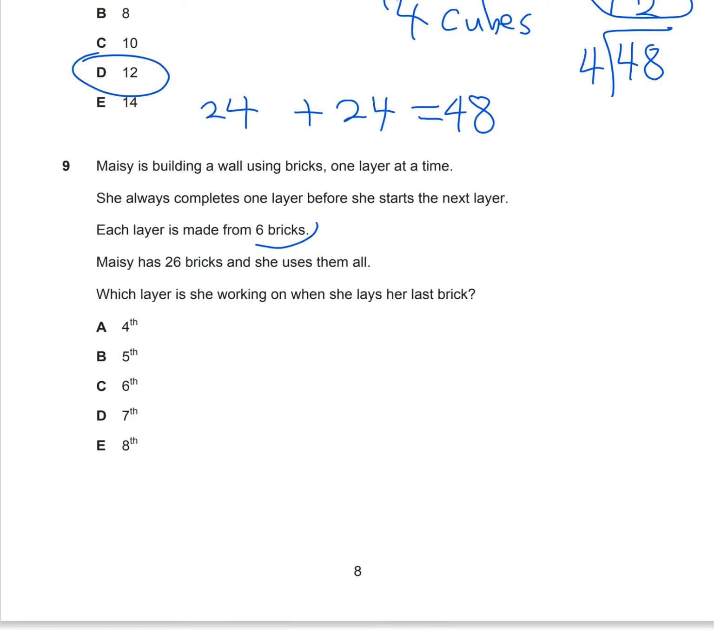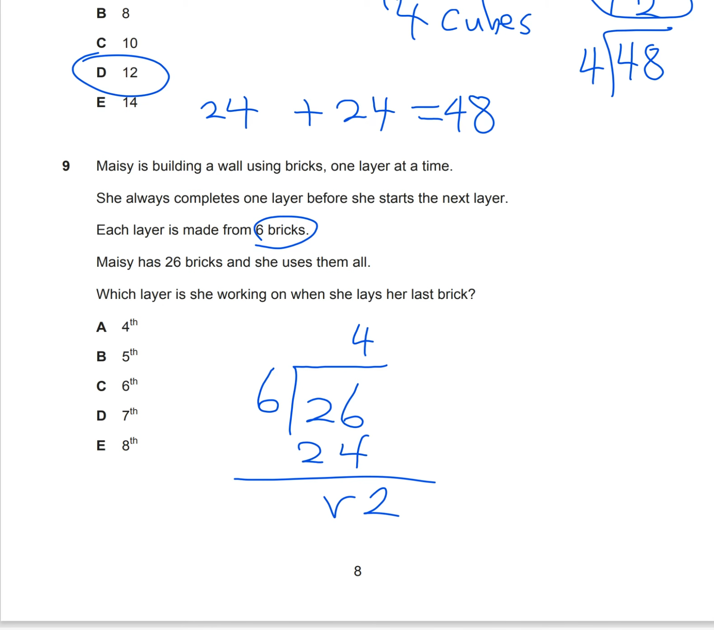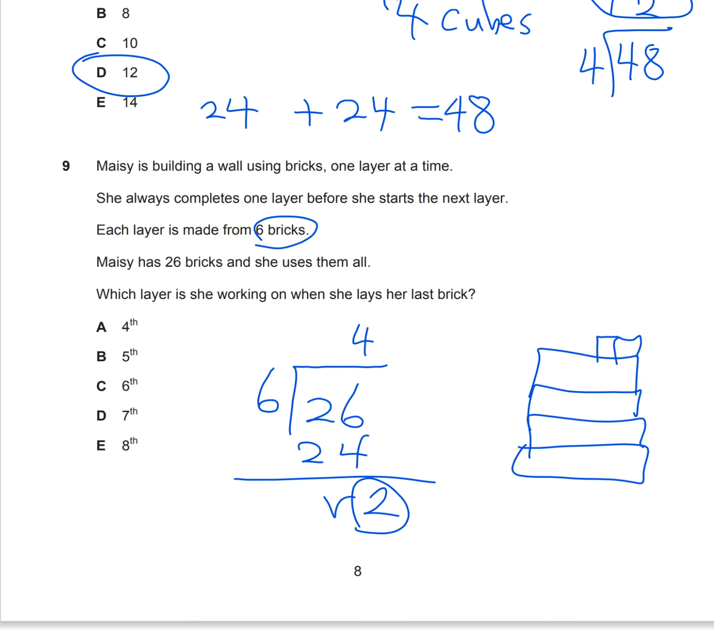So we have 6 bricks in each layer. What we can do is divide how many bricks she has by 6 to see how many layers she has. 6 into 26 will go in 4 times, we get 24, remainder 2. What that means is that she has 4 whole layers and she has started to lay her bricks one at a time. We have 2 bricks already laid. So that means we have 1, 2, 3, 4, and then she's working on her 5th layer, which means the answer here is B.